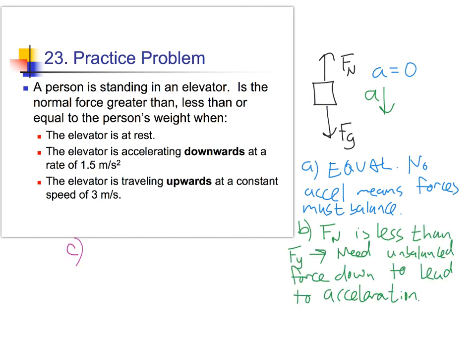Lastly, for part C, the elevator is traveling upwards at a constant speed of 3 meters per second. That once again ends up being a zero acceleration situation, which means that these forces are equal. Once again, we have no acceleration, just like in A, so the forces are balanced.